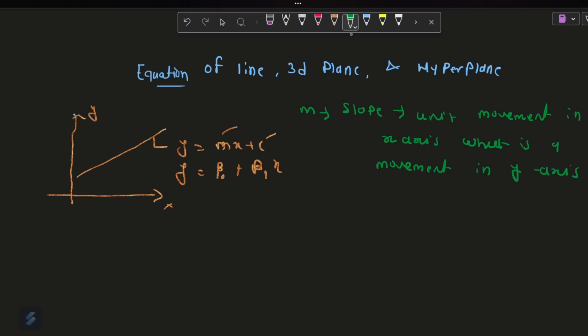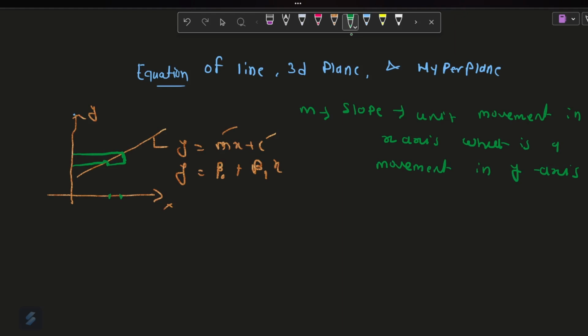So for this particular line, let's consider one unit from that to that. That's one unit movement in the x-axis. So what is the movement in the y-axis? That is called the slope of that particular line.